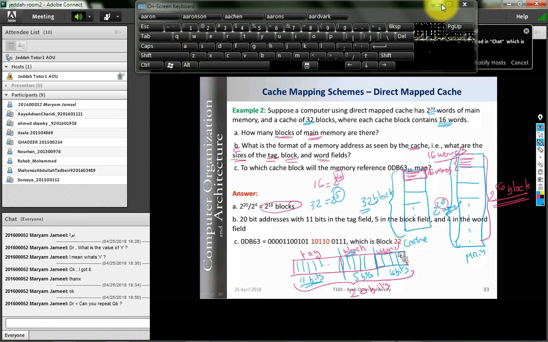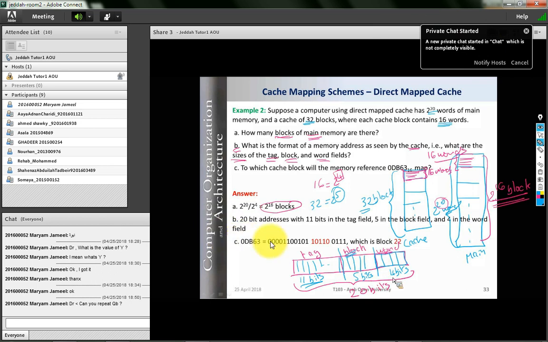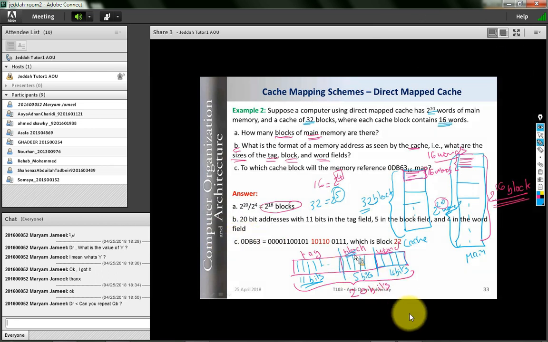So we have 4 bits for the word, 5 bits for the block, and 11 bits for the tag. So this is the answer for question B. Now let's see question C.